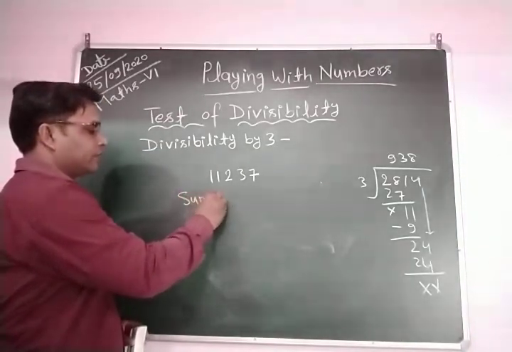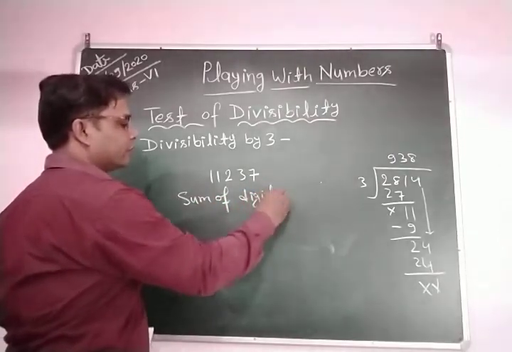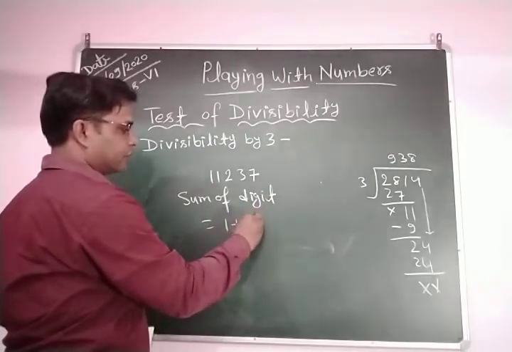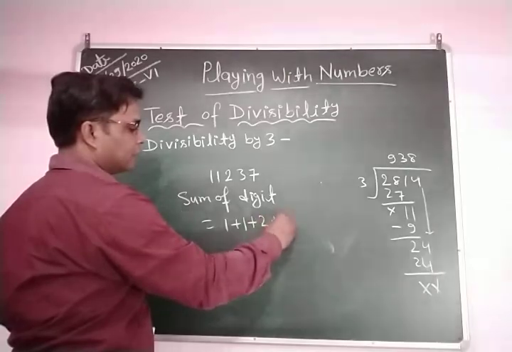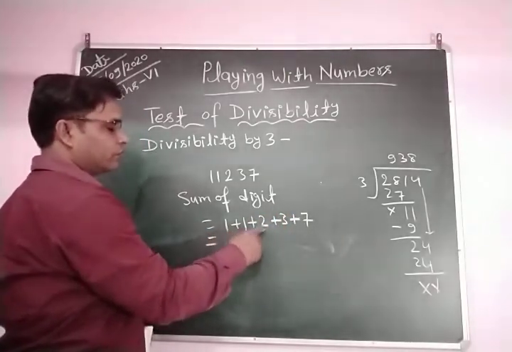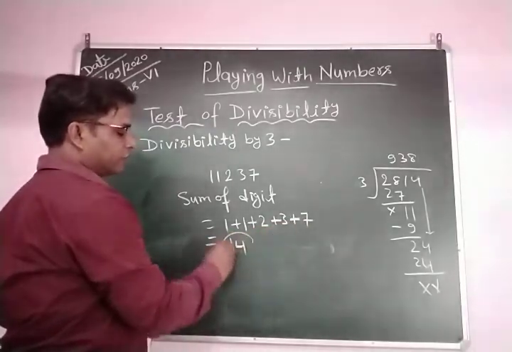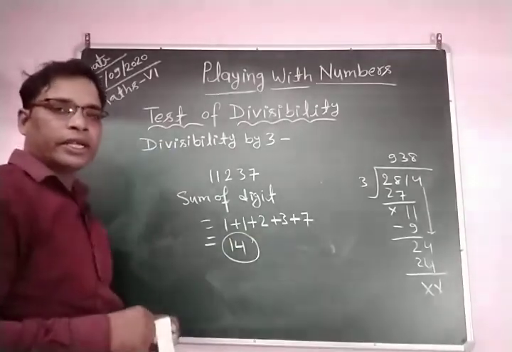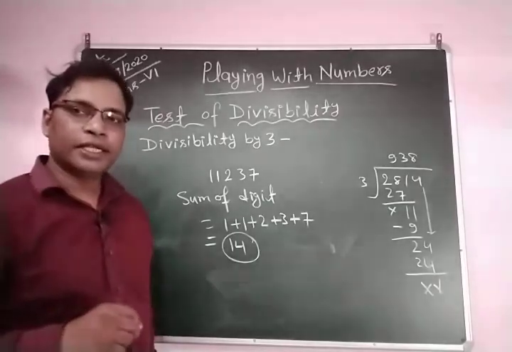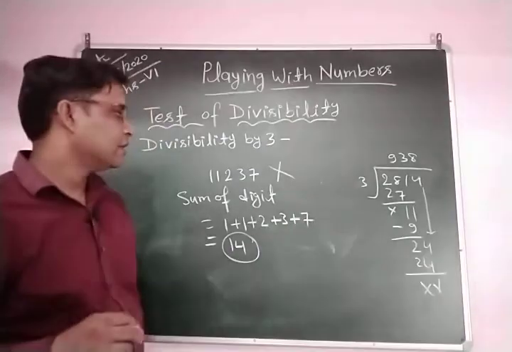So first we find the sum of digits of the number. Sum of digit is equal to 1 plus 1 plus 2 plus 3 plus 7. This is equal to what? 1 plus 1 is 2, 2 plus 2 is 4, 4 plus 3 is 7, 7 plus 7 is 14. But here you can see the sum of digits is 14, and 14 is not divisible by 3. It means that this number is not divisible by 3. Clear?